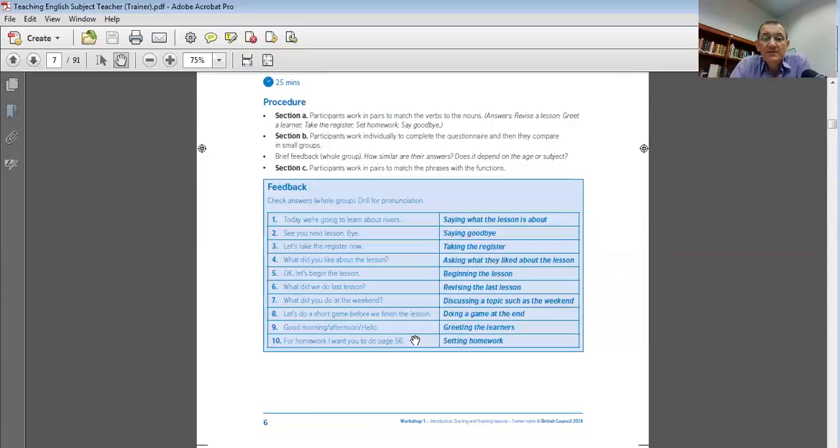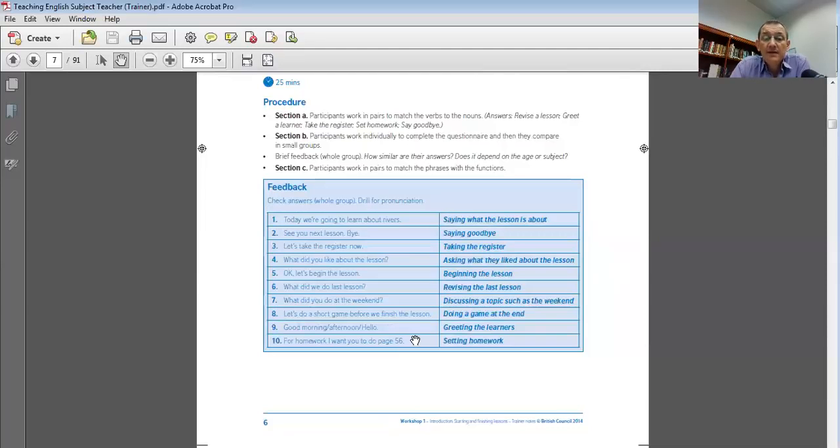Section B, participants work individually to complete the questionnaire and then they compare in small groups. So this again is a habit that you want your participants to get into. They work individually. When you tell them work in pairs, they should cooperate with their partner. When you tell them to work individually, they should work quietly on their own. After that, they can compare in their groups. Again, a brief whole group feedback, but make it very brief.